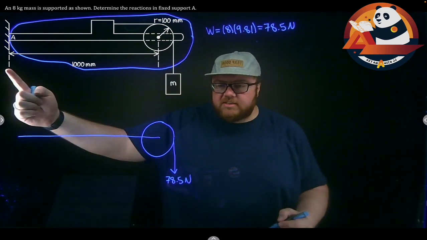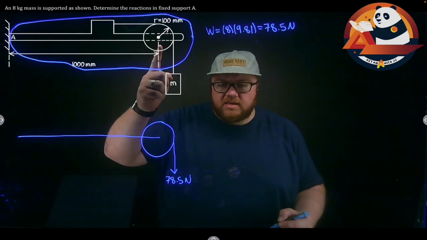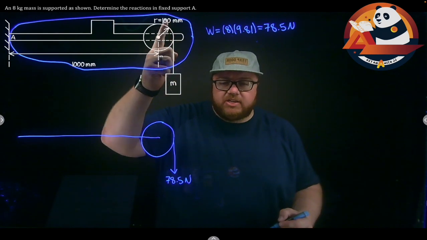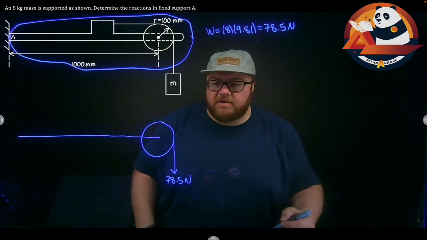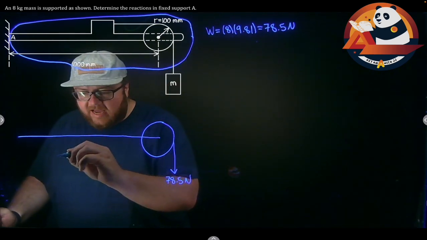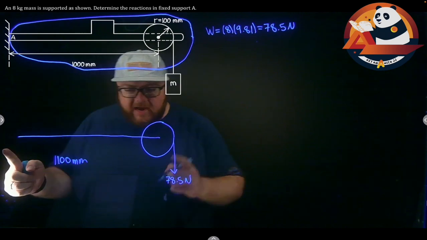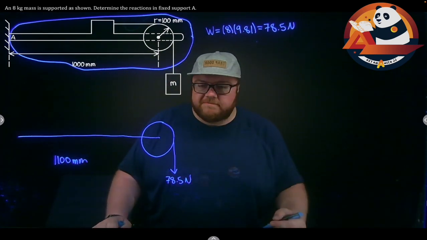I know my distance from A to the center of that pulley is 1,000 millimeters. And I know that from the center to the edge is the radius, 100 millimeters. I can combine that all together and just say this is 1,100 millimeters from A to the far right edge of the pulley.